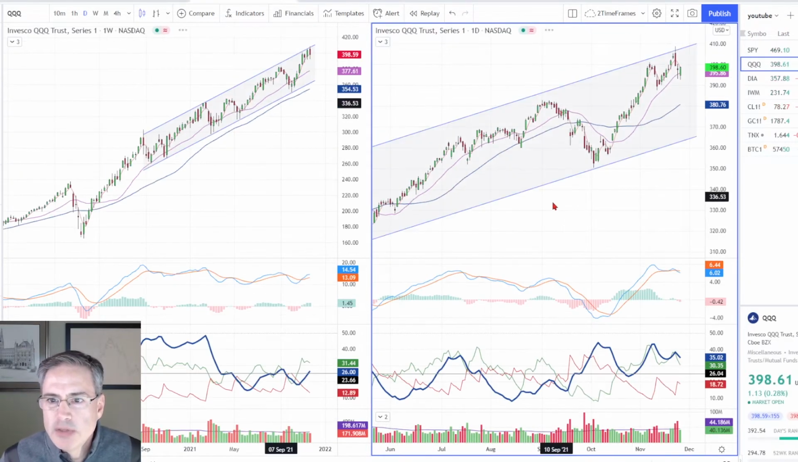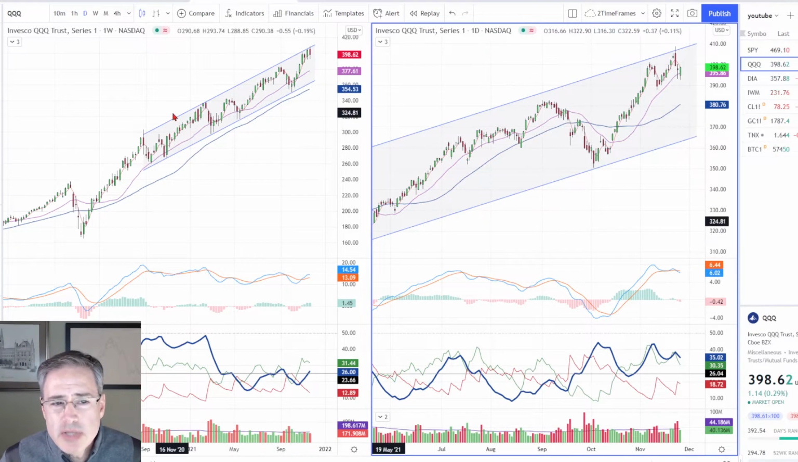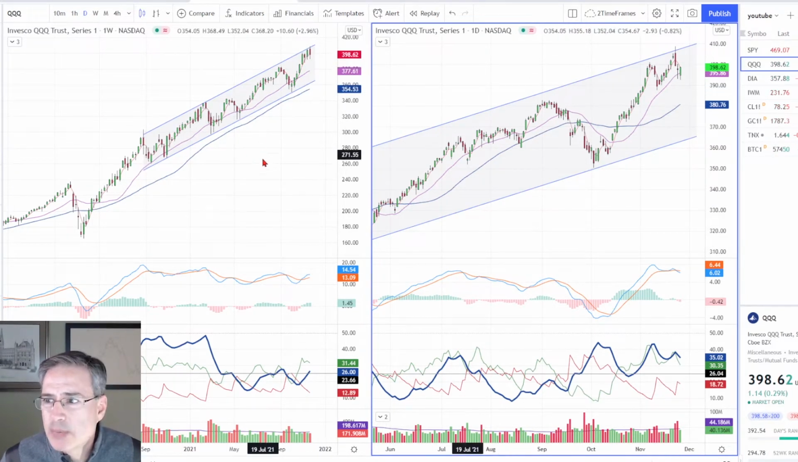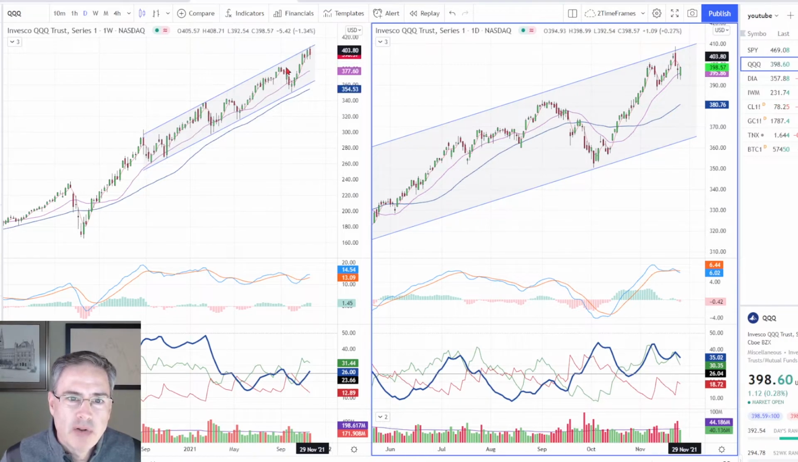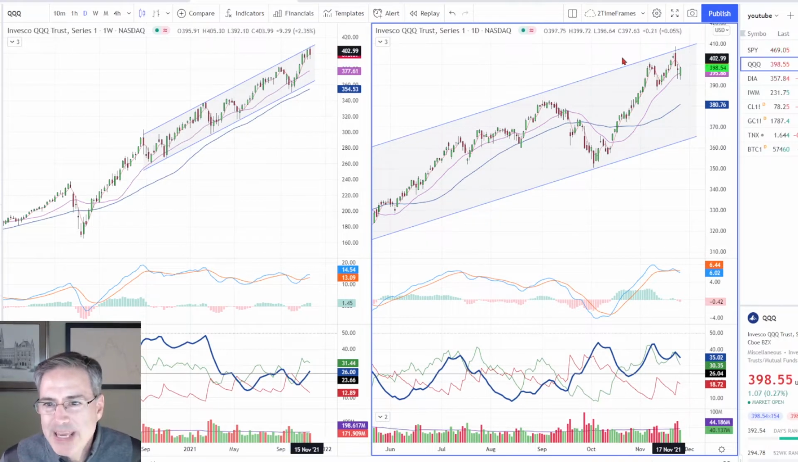All right, let's go to the Qs. Now the Qs actually ran up and hit this upper channel line. I drew this in last week. Again, we want to draw it off the bottom first and then create the overbought channel line off this prior peak. So if you look at what's happened, we came up into this area and we have the same divergent pattern, lower highs, on this.